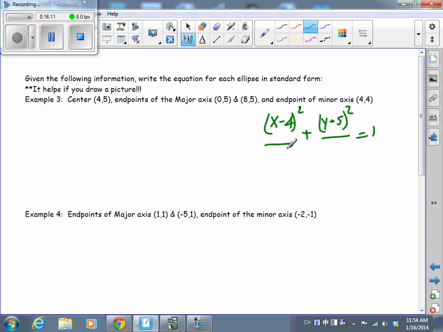Now, keep in mind that the center is at 4, 5. From the center to 0, 5, what's the distance? 4. So what goes below x? 16. I'm showing you how to do it without putting any calculation. Now here's the minor axis at 4, 4. From 4, 5 to 4, 4, what's the difference? 1. So this one only has a 1. We didn't calculate anything. It's about looking at it and interpreting it.